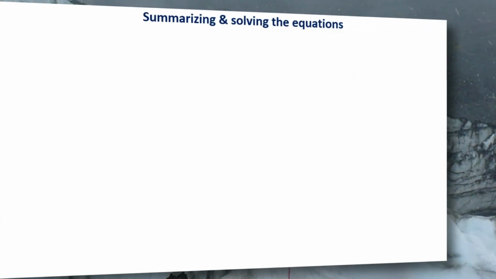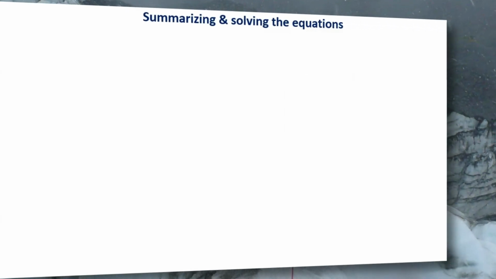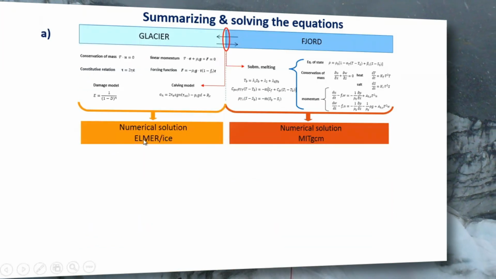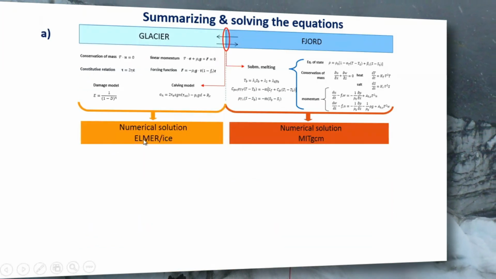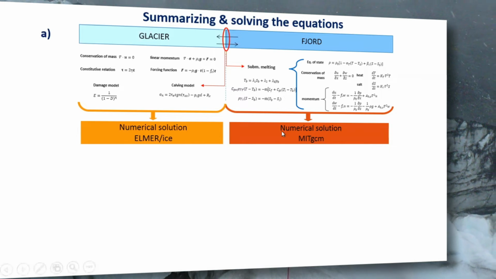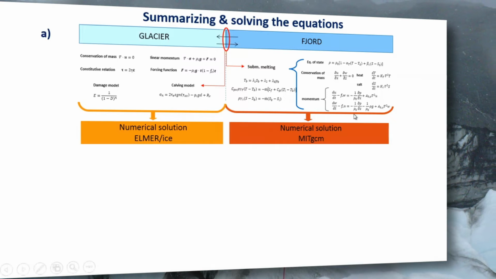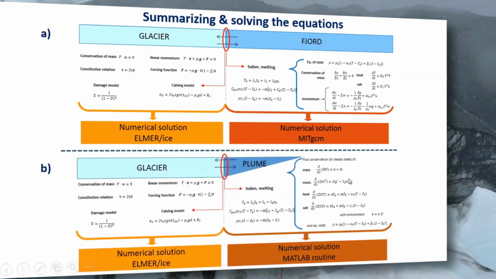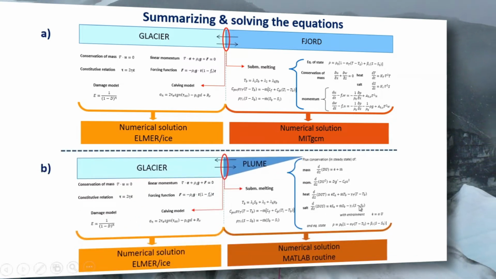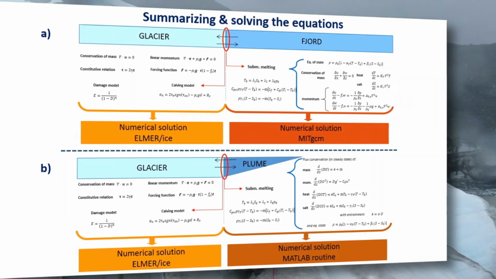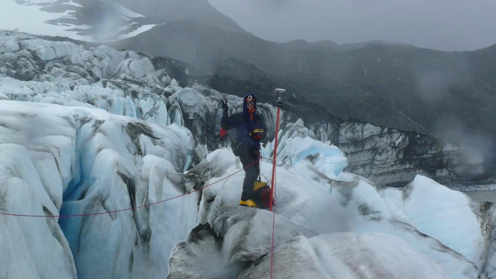Once we have all the equations together, we need numerical methods to solve them. For the glacier model, we use the software Elmer/Ice, which is based on the finite element method. For the ocean components, the software MITgcm, which is built on the finite volume method, is used to solve the fjord circulation model, while a MATLAB routine is used to simulate the buoyant plume model. But how can we obtain information about the glacier fjord system as a whole? We need to couple the different components to obtain a single ice-ocean coupled model. Let's see how we made it.